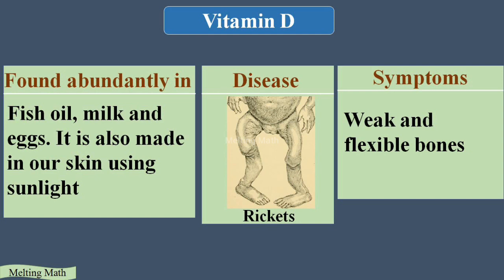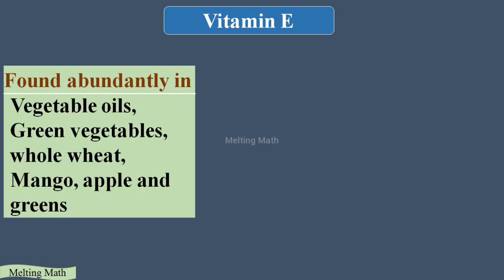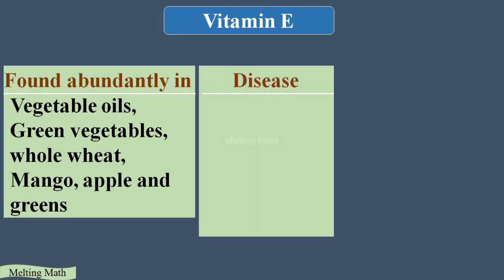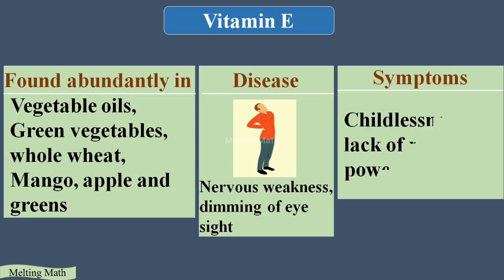Next, vitamin E, which is found mostly in green vegetables, vegetable oils, whole wheat, mango, apple and greens. If vitamin E is present in a lower amount in your body, what will happen? It causes the disease named nervous weakness and dimness of your eyesight. The symptoms of this disease are child illness and lack of resistance power to illness.